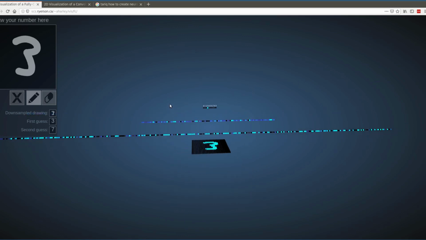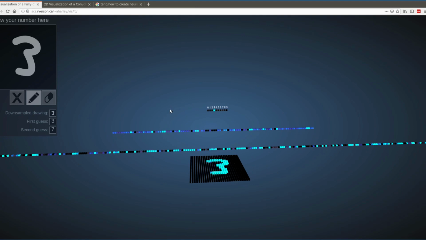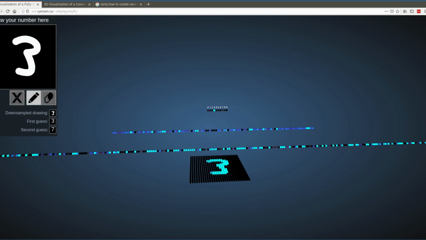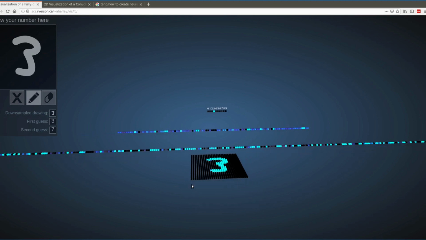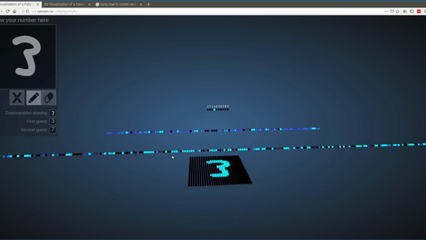This is the visualization of the neural network. This neural network takes as inputs all the pixels of this quad that you can see here, and each cube is a pixel. It takes all these pixels and forwards them to this hidden layer. For each neuron you can see all the connections to all the pixels.